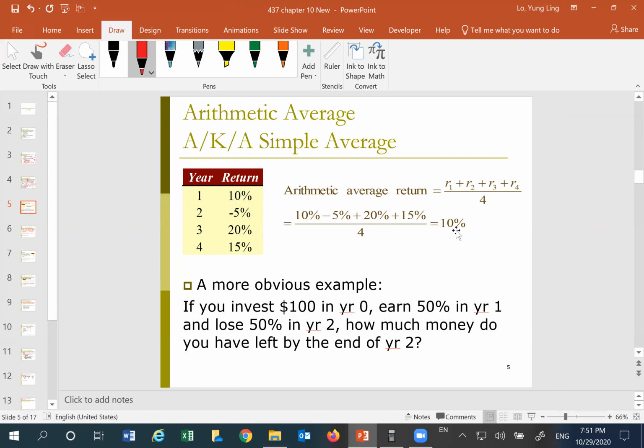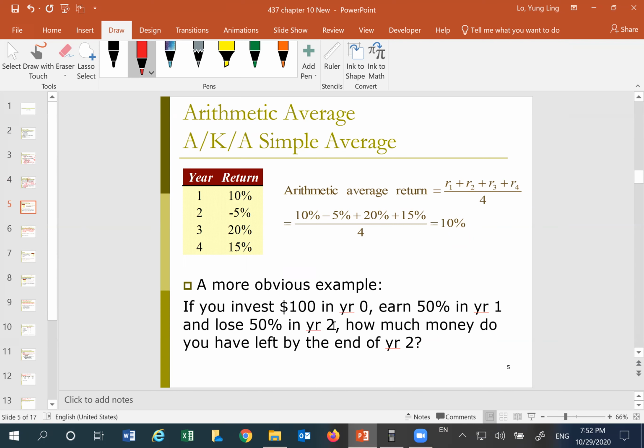But let's talk about the problem with arithmetic average by using a very simple and very obvious example. I have to make it really obvious in order for you to see the problem. So let's say that you invest $100 in year 0. Then you earn 50% return in year 1. That means your R1 is positive 50%. Then you lose 50% in year 2. That means your R2 is negative 50%.